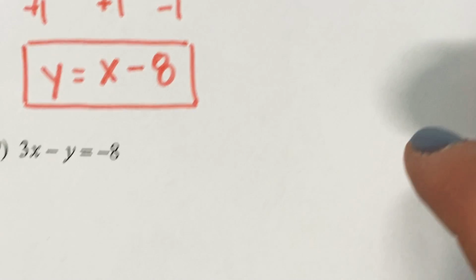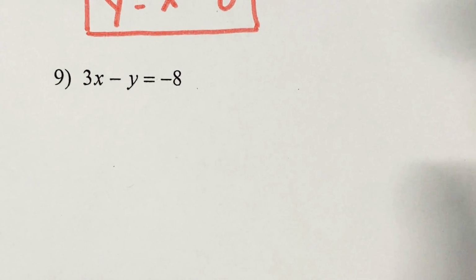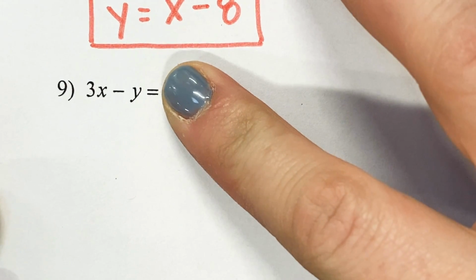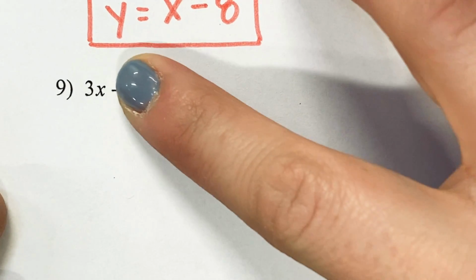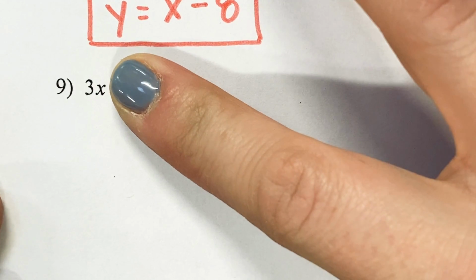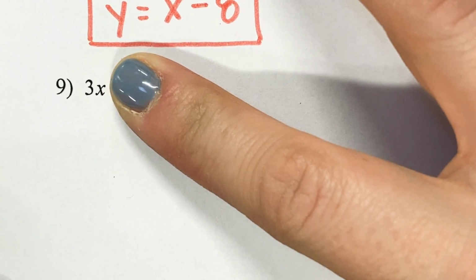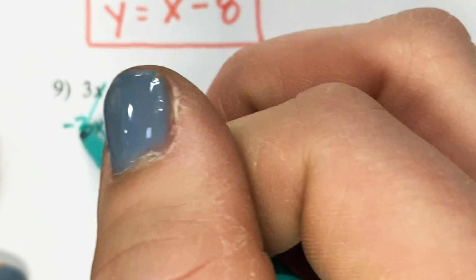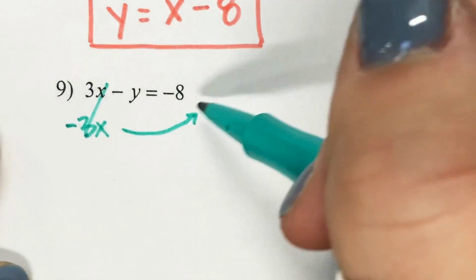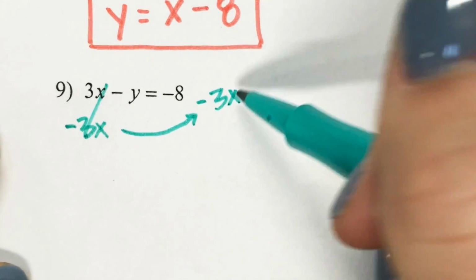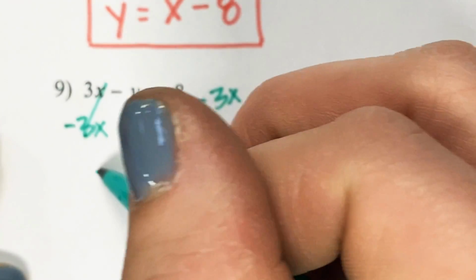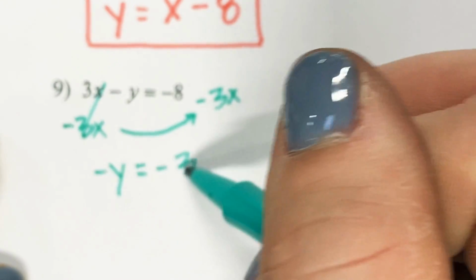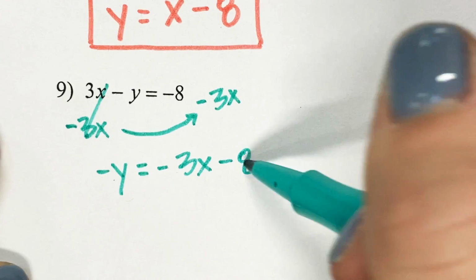Okay, let's look at number 9. Okay, so let's ignore negative 8. Okay, what is farthest away? It's this piece. What is the opposite of positive 3x? It's going to be a negative 3x. Okay, so we're going to move them over there. So we have negative y still left over, equals, write your one with the x first, negative 3x minus 8.